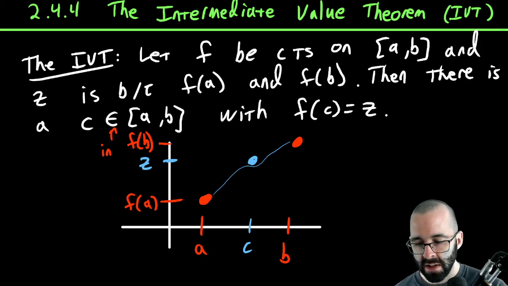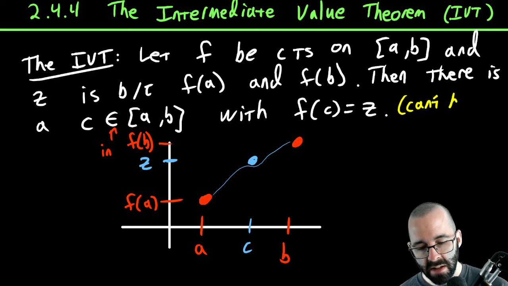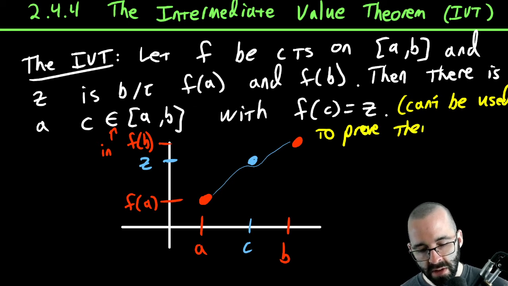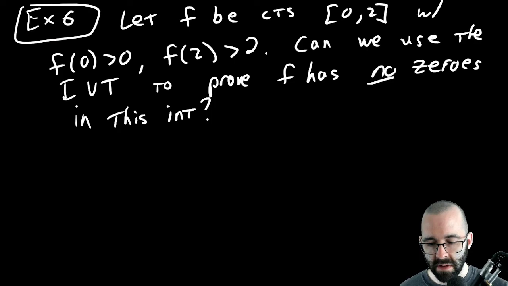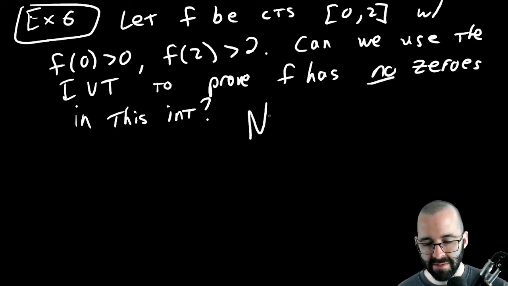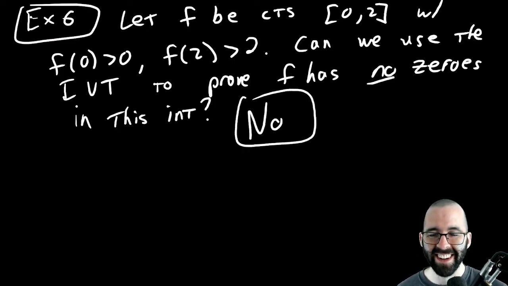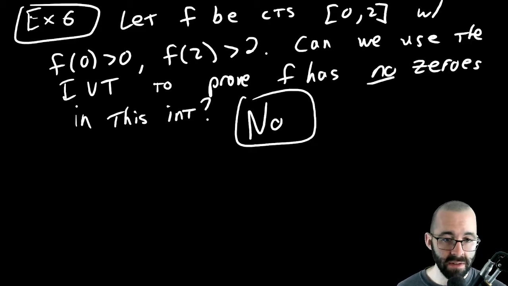Okay? So maybe make a note to yourself, right? This can't be used to prove there is not a c. So it can't be used to go the other direction. Our answer is just no. Intermediate value theorem can prove a zero under the right conditions, but it cannot prove the absence of a zero.